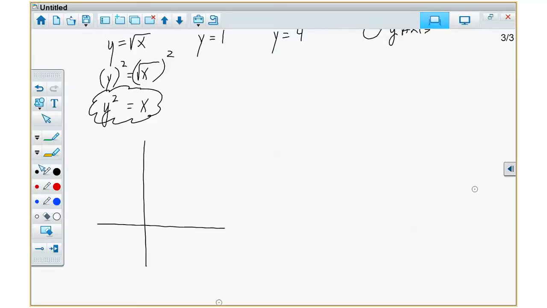And basically the square root of x looks like this, but you don't call it square root of x now, you call it what? Y squared. Because you're going around the y-axis. And y is equal to 1. And y is equal to 4.